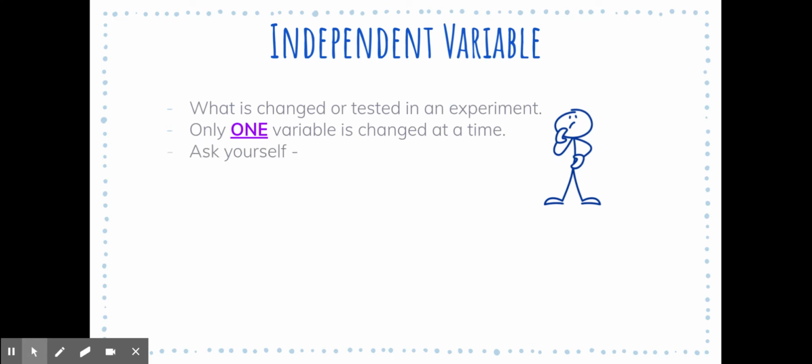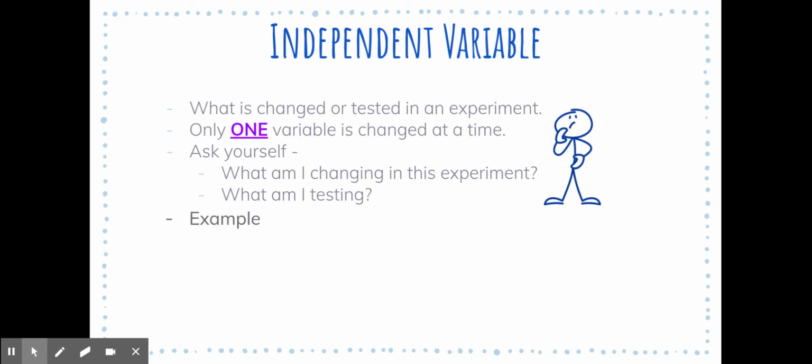If you're not sure what the independent variable will be in your experiment, ask yourself the following 2 questions. What am I changing and what am I testing in this experiment? By answering that, you'll figure out the variable.